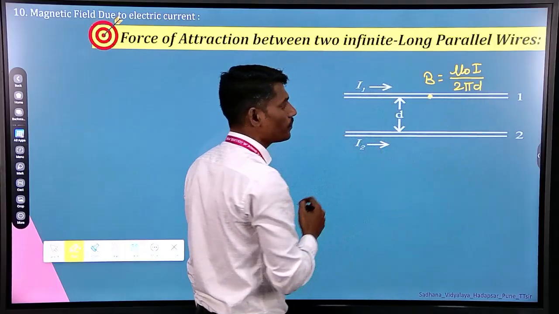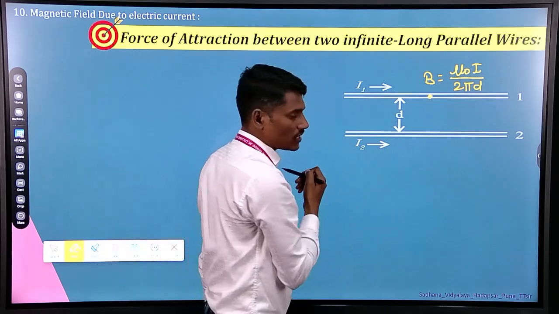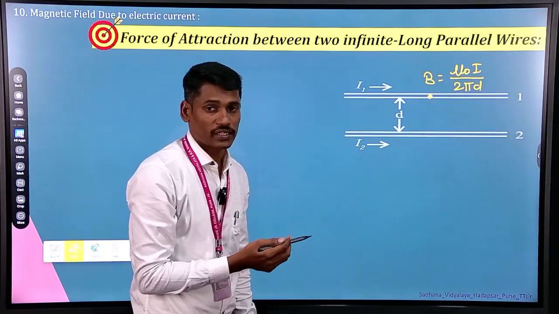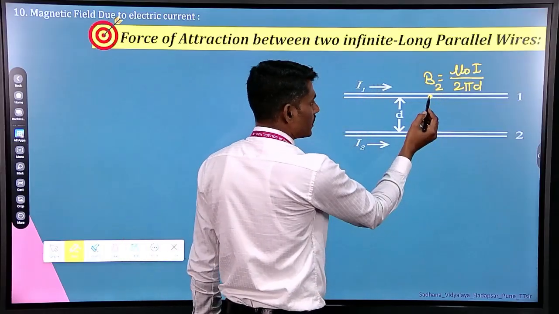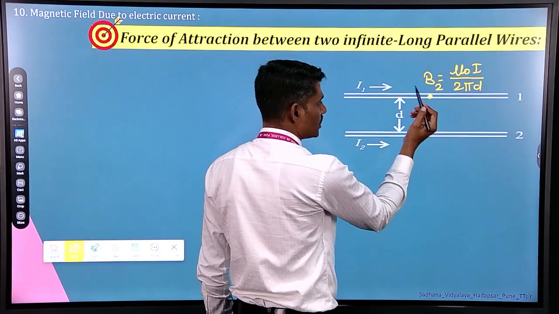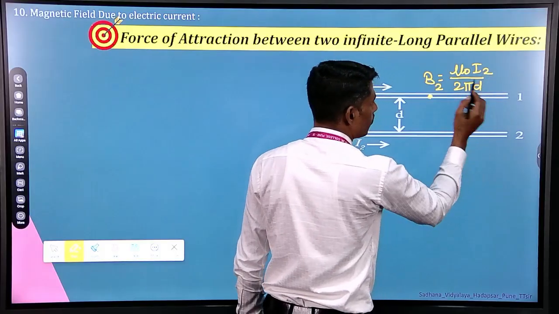Now what is the B here? Suppose the current flowing through the second conductor is I2, then the magnetic field produced by this conductor is suppose B2. Now this B2 at a perpendicular distance D is μ0 I2 divided by 2 pi D.